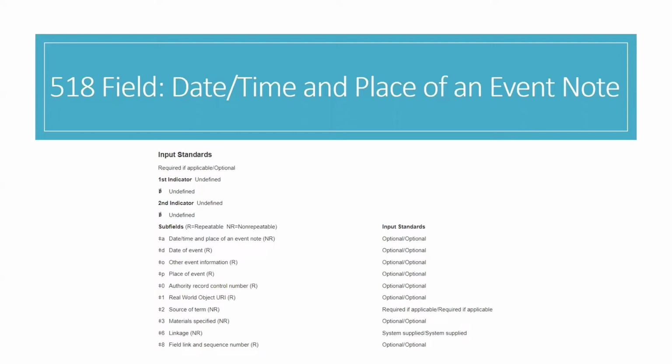Okay, so guidelines for this field: you may use field 518 with either a single subfield A or multiple subfields, subfield D, subfield O, and subfield P. Again, follow your local practice and the guidelines below. For the single subfield A, you could have, for example, 518 recorded in Memphis, Tennessee, October 3rd, 1959 by Samuel B. Charters.